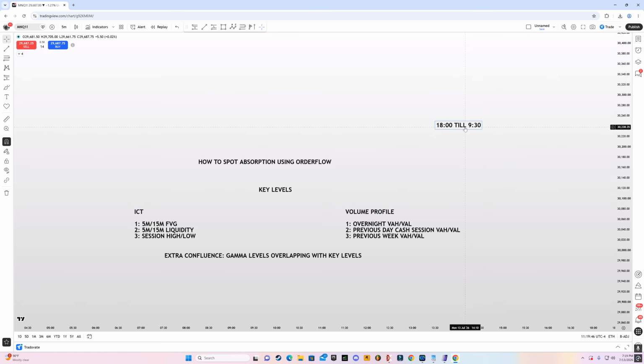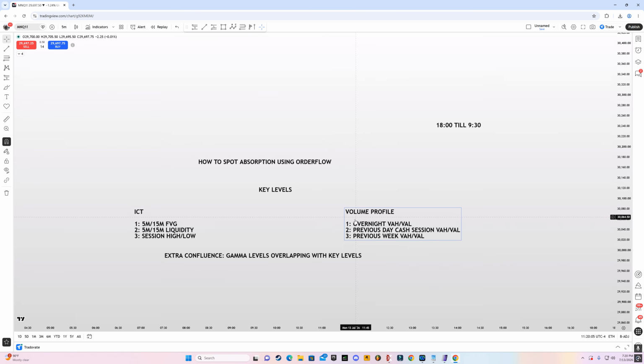Of course, context matters. I'm going to teach everything in the video, from how to spot absorption to how to take an entry after you see absorption, right? Because the thing is, you can see absorption at a key level, but you don't know how to enter a trade, and you can get faked out a lot of times. I'm going to show you all of that. So make sure you watch till the end.